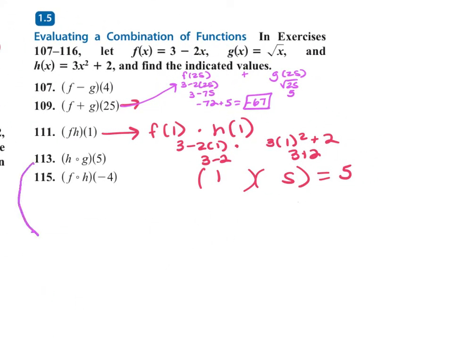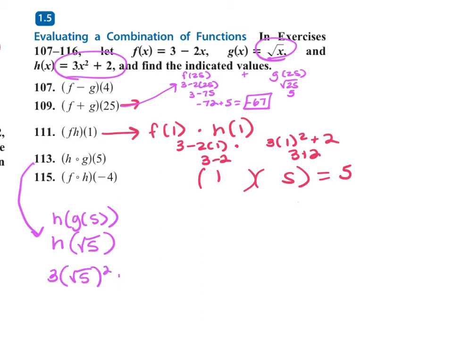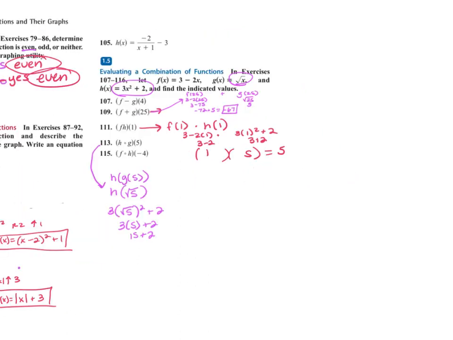Yep. So this means h of g of 5. I go right to left. I'm going to take the g, so I would get the square root of 5, and then I take the h of that. So then I go to h, which is 3, and I plug it in. The square of the square root of 5 would be 5. 15 plus 2 is 17.